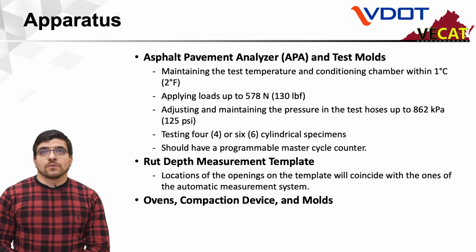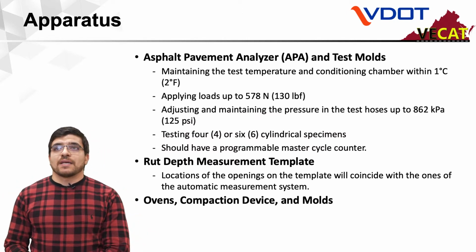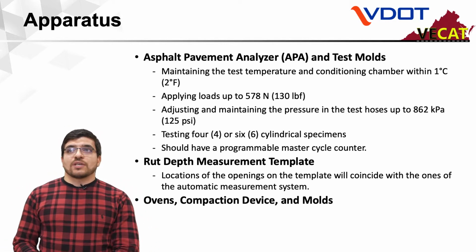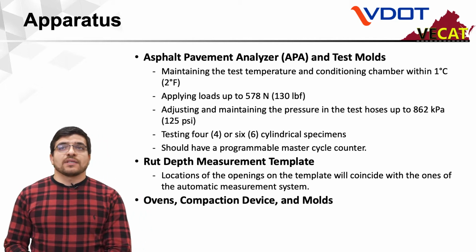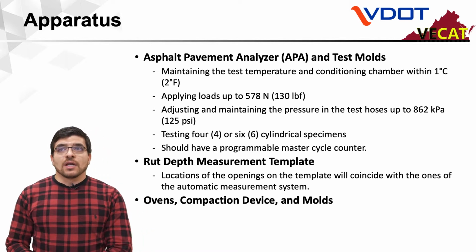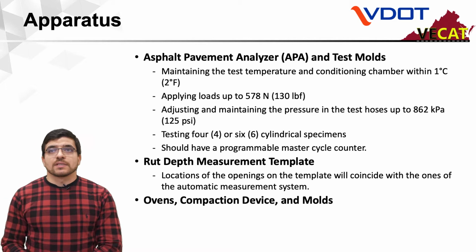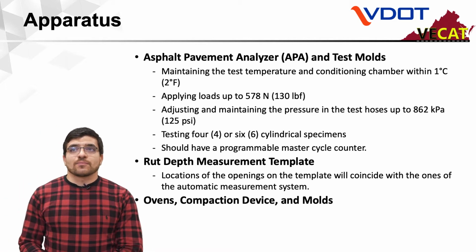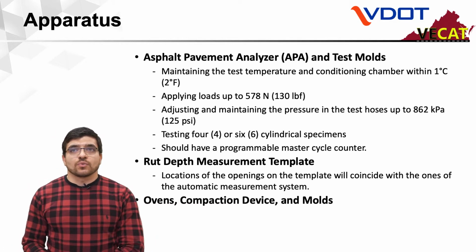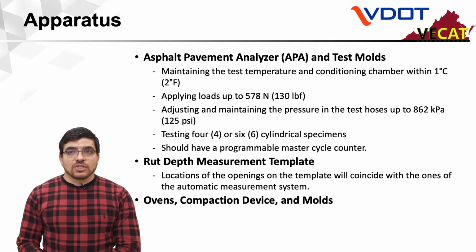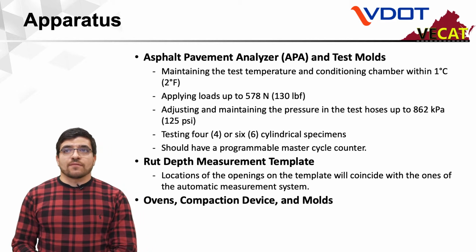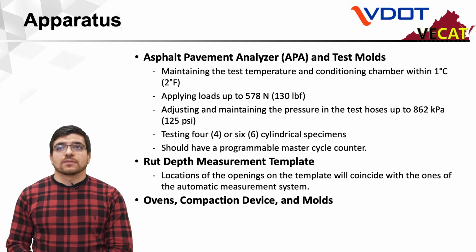For the apparatus, we will need the Asphalt Pavement Analyzer APA and test molds. The machine should be able to maintain the test temperature and condition chamber within 1 degree Celsius, equivalent to 2 degrees Fahrenheit. The machine should be able to apply loads up to 578 Newton, equivalent to 130 pound force. The machine should be able to adjust and maintain the pressure in the test hose up to 862 kilopascal, equivalent to 125 psi. The machine should be capable of testing 4 or 6 cylindrical specimens, and the machine should have a programmable master cycle counter.